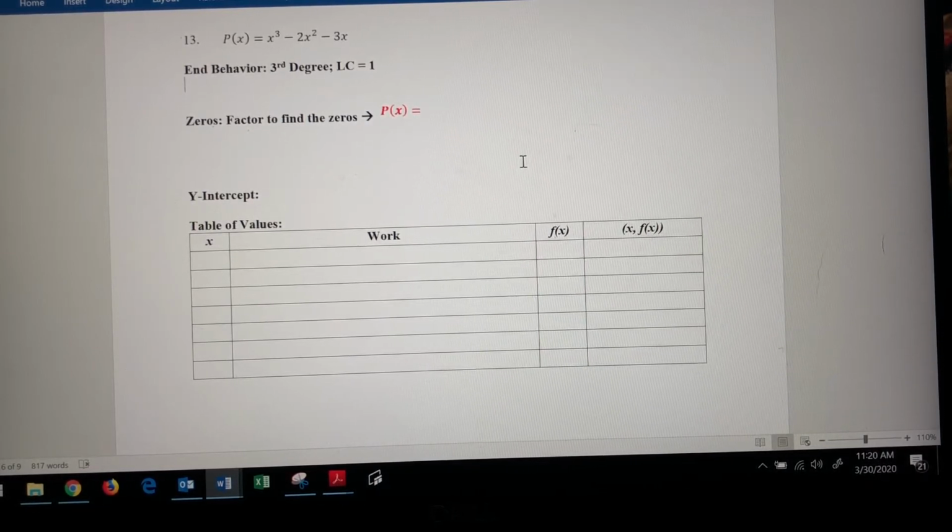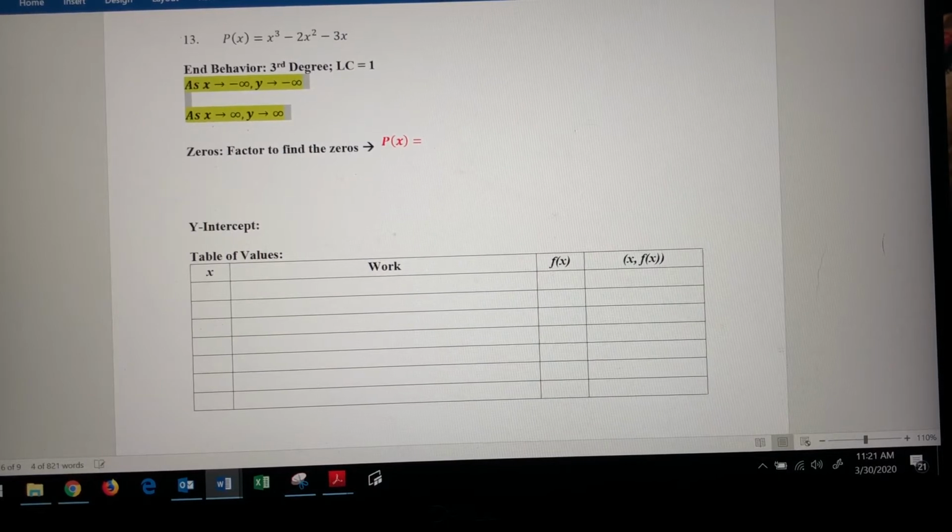Okay, so we've got a trinomial here, a third degree trinomial. So it's a third degree function with a leading coefficient of +1. So we know our end behavior. As x approaches negative infinity, y will do the same. As x approaches positive infinity, y will do the same. Now, to find the zeros, we actually have to factor the trinomial here.